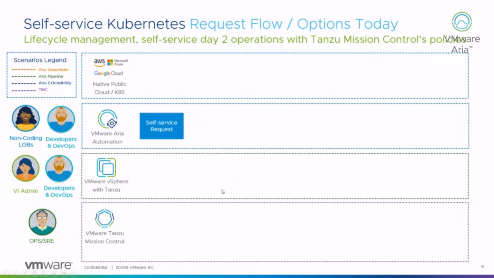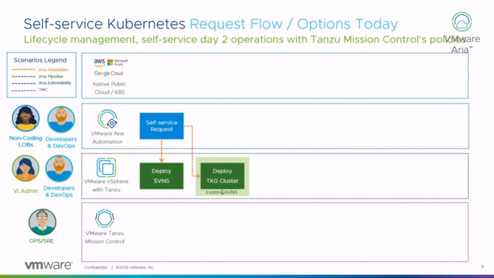So the first thing we're going to look at is VMware Aria Automation and what we can do in terms of the self-service request, and how that self-service request can help us deploy a supervisor namespace, and what the user experience is like for the VI admin or the developers or the DevOps when you're deploying a supervisor namespace.